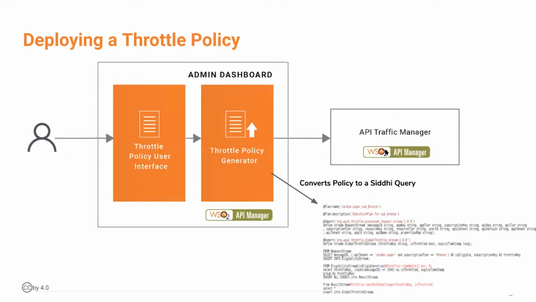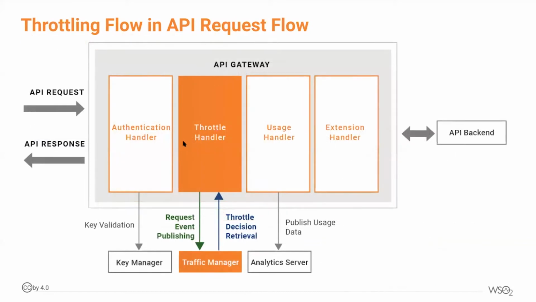You can define a throttle policy in admin portal using throttle policy user interface. Then it will generate a Siddhi query. Then it will publish to the traffic manager. When an API request comes to the API gateway, it will go to multiple handlers. In the throttle handler, based on throttling decisions received from the traffic manager, API request will be validated with throttling.